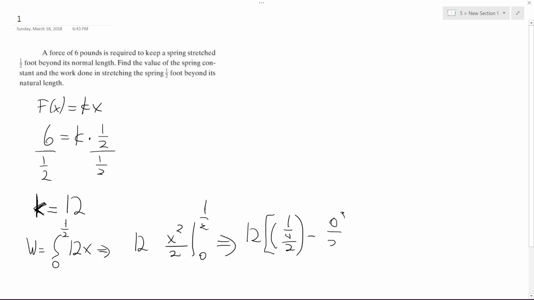And then minus 0 squared over 2, which is just 0. So what we get is 12 times 1/4 divided by 2 is 1/8, and this is equal to 12 over 8, which reduces down to 3 over 2, which is equal to 1.5, and this is foot-pounds.